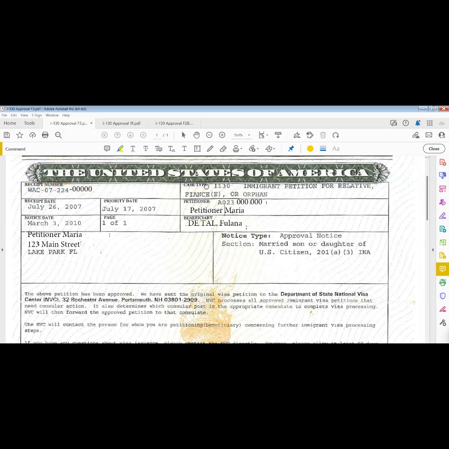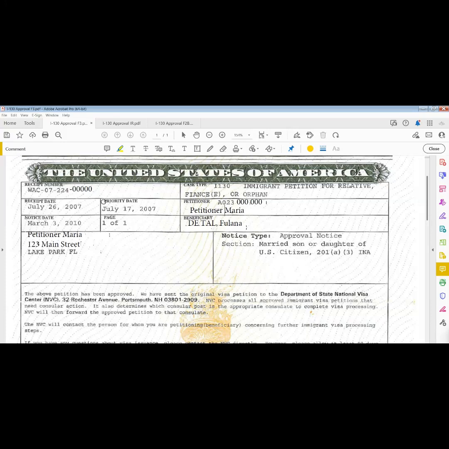All right, next we have the case type. This is an I-130 petition. We have the receipt date, which is July 26, 2007, and the priority date, which is July 17, 2007. Now, most times, the receipt date and the priority date will be very close together. However, they are different. The priority date is the date that we want to concentrate on for most purposes.